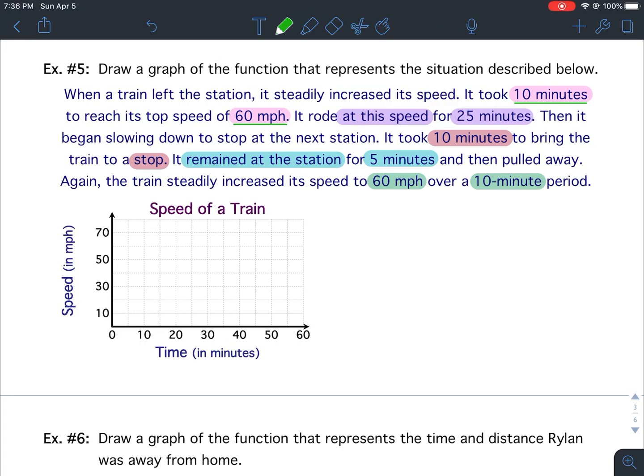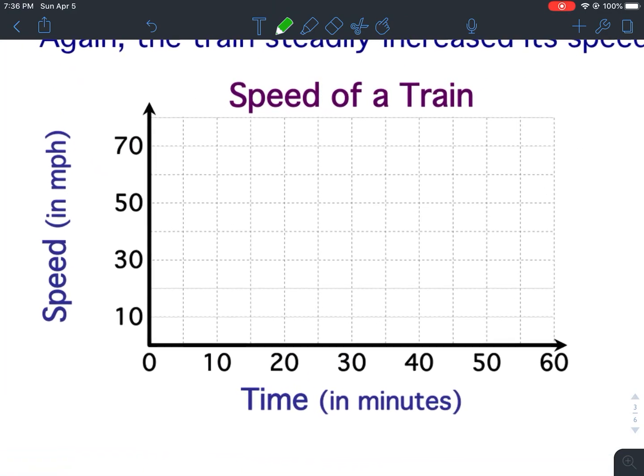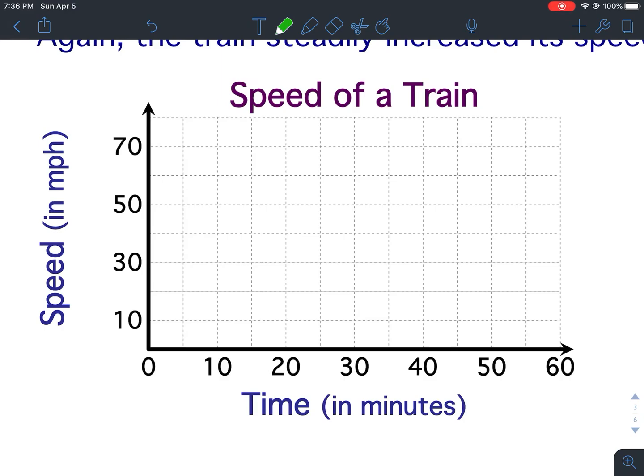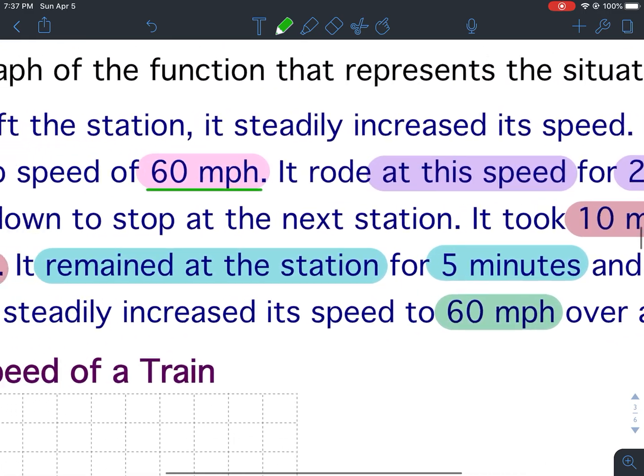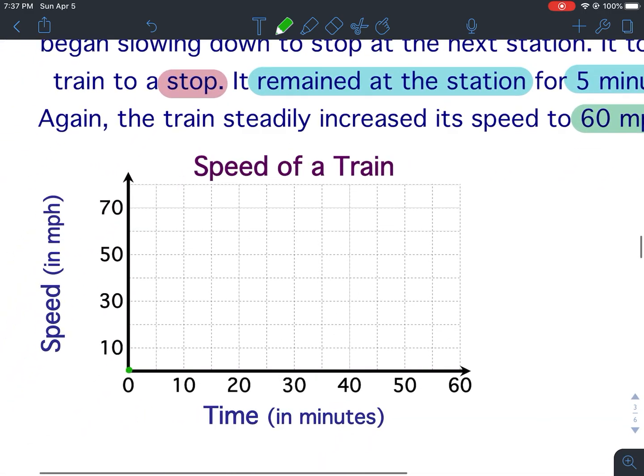Okay, so let's go down to the graph. The train has not left the station yet. Its speed is 0. The minutes is 0, so we're going to put our first starting point down here at 0, 0. That's our starting point. Then it takes 10 minutes to get up to 60 miles per hour. So here's our 60 miles per hour. So you're going to go over 10 and then up to 60. So over to 10 minutes, up to 60 miles per hour, put a point.